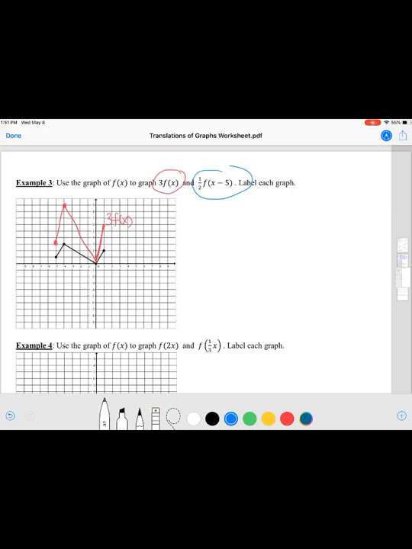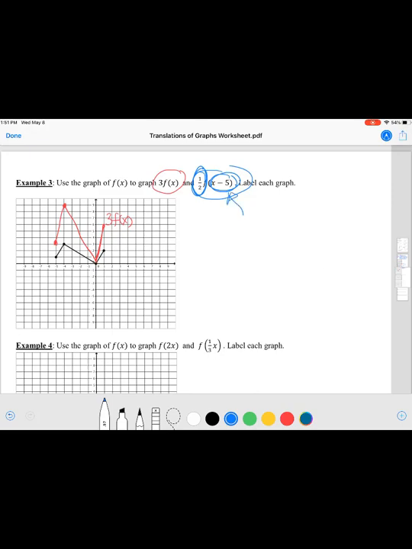Okay, now let's graph 1/2 f of x minus 5. This is a vertical stretch or shrink because I'm taking the number and multiplying it by the entire function. So I have 1/2 times the entire function. Because it's less than 1, this is going to be a shrink. So I'm going to cut all my distances in half. But we also have this here.